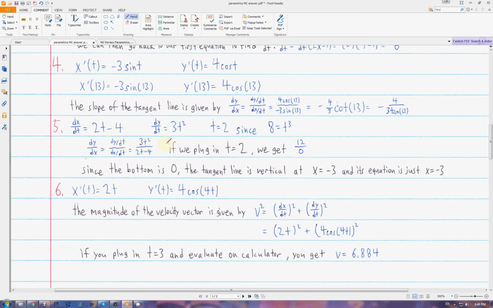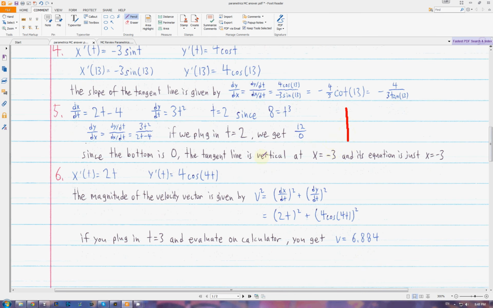And to find the value of t, it gives us that the y value is 8. So all we have to do is solve for t. And we get that t equals 2. So we just plug that in. And we find that the derivative is 12 over 0. Now remember that if the bottom is 0, then we have a vertical tangent line. So the equation of the tangent line will just be x equals -3.